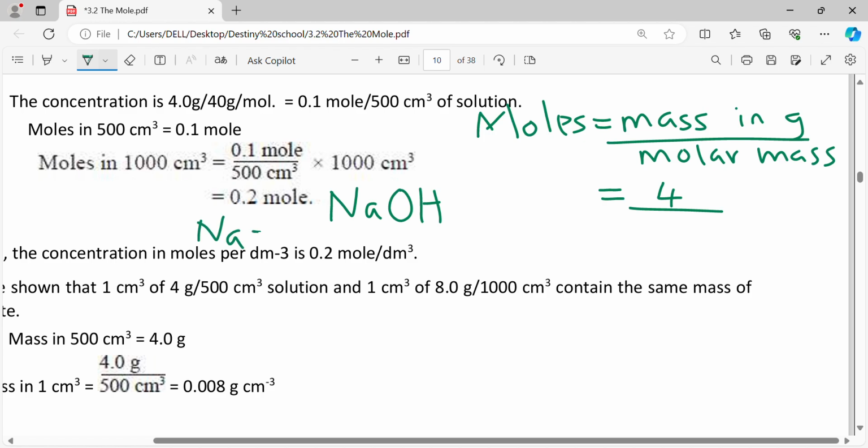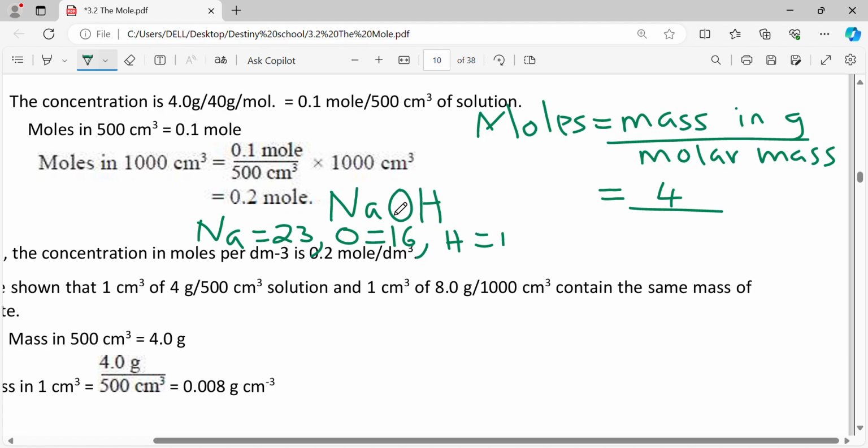So if you have sodium hydroxide that way, then you have the molar masses for the individual components. Sodium has a molar mass of 23, oxygen has 16, and hydrogen has 1. These things are normally given in the bracket. In any question they will be given. So these are the molar masses for sodium, oxygen, and hydrogen, and we are going to add them.